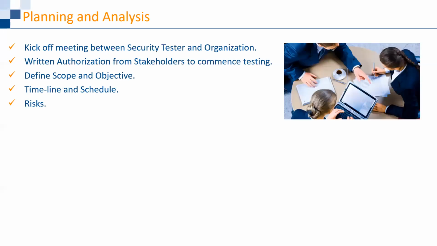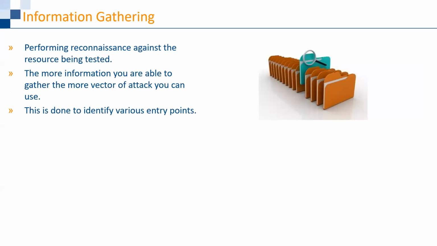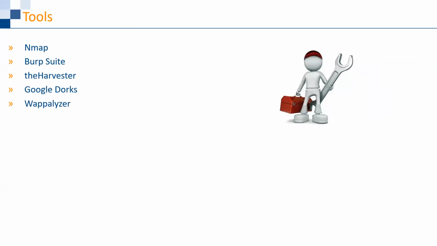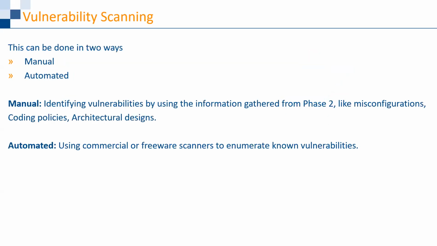Next one, planning and analysis. We just discussed information gathering. For tools, these are all manual tools, in which we use Nmap, Burp Suite, theHarvester, Google Docs, and Webalizer. These are the manual testing tools which a pen tester uses for pen testing web applications. Vulnerability scanning, which we generally discussed, can be done manually and automatically. We'll move on to the next slide.